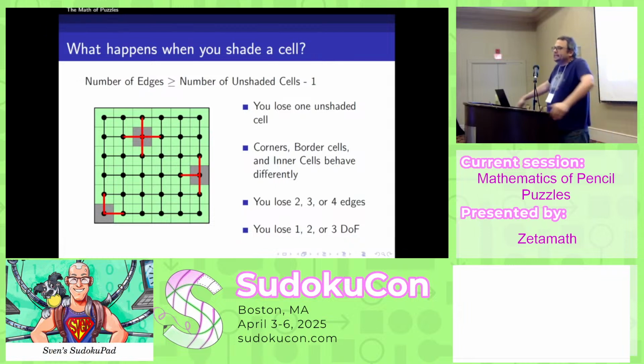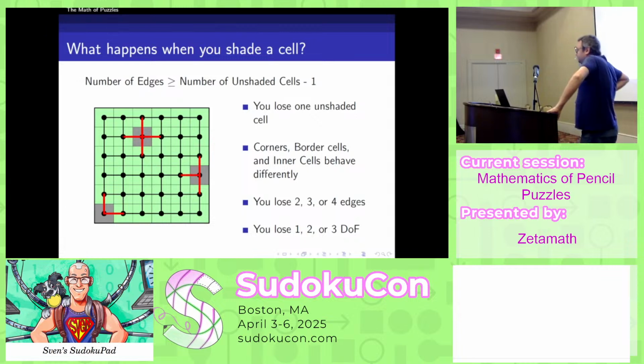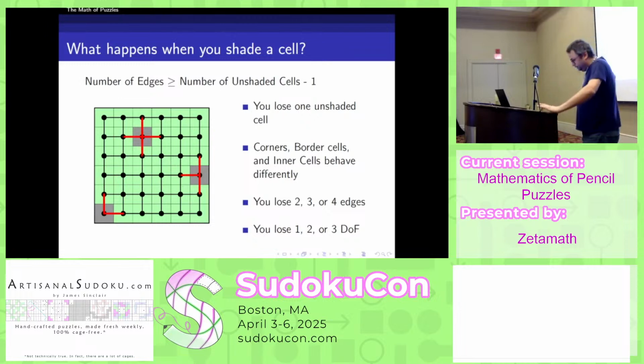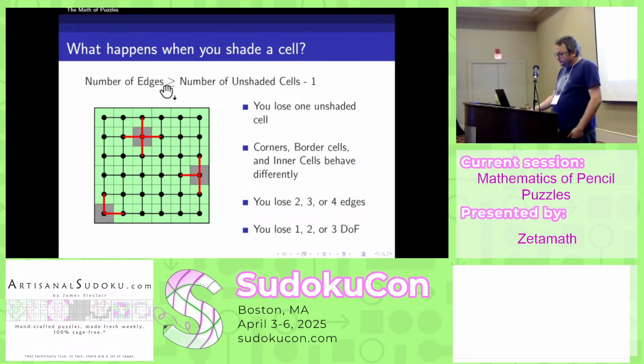So what does happen when you shade a cell? One thing you realize rather rapidly, and this is why there's a lot of mess in penalty theory, is there's actually 3 kinds of cells that you can shade. You can shade a cell on the inside, you can shade a cell on the border, or you can shade a cell in a corner. And so you have to think of what each of those things does to the number of edges and to the number of unshaded cells, minus 1.